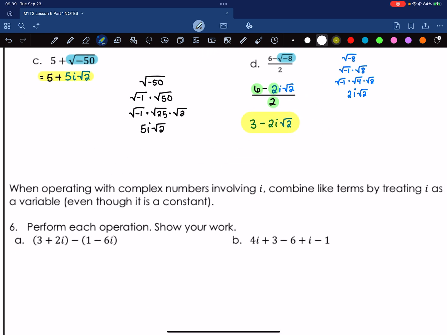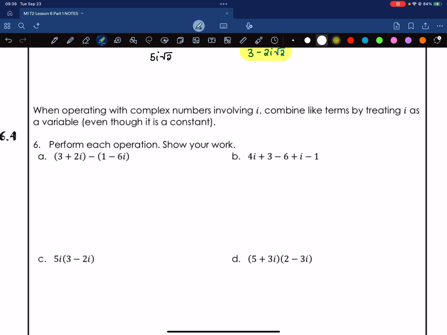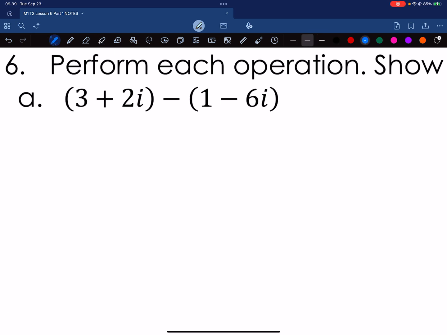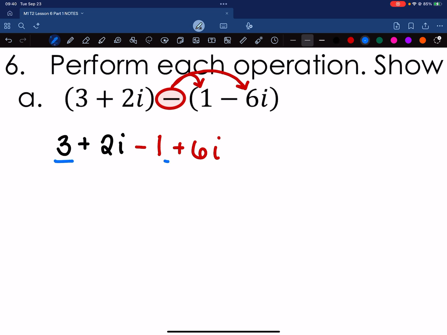Okay? Now, operating with complex numbers involving i, we combine like terms by treating i as a variable, even though it's a constant. So we want to perform each operation, and we want to show our work. So here, we want to perform the operation 3 plus 2i minus 1 minus 6i. So we're going to drop the parentheses on the first set of numbers. On the second set, we're going to drop them after we distribute the negative. So a negative times 1 is a negative 1, and a negative times a negative 6i is a positive 6i. From here, we combine our like terms. 3 minus 1 is 2. 2i plus 6i is 8i. So that would be our simplified answer.